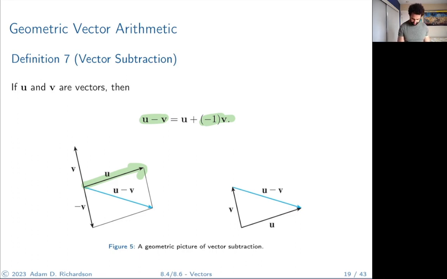So let me repeat this. Here's -v. So if we want to do u minus v, we're going to do u plus -v, and it's going to lead us right here to that point. So this is the vector u minus v, picked out right here. And that's the idea. So again, very intuitive, very natural. It's just telling you where to go from each point.